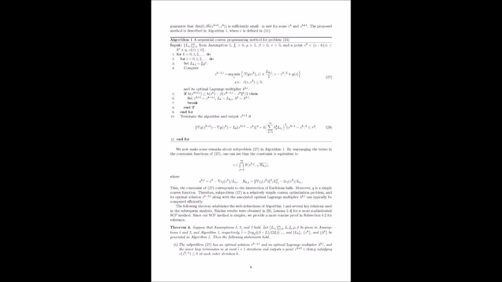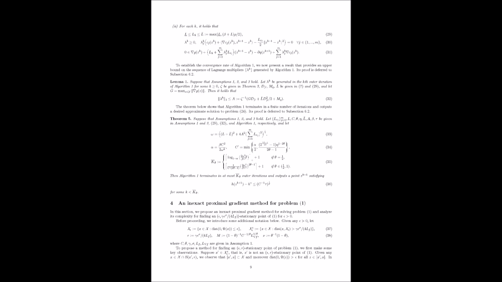Right. The contradiction establishes the theorem. The existence of that uniform margin zeta is proven, and this zeta will play a critical role in bounding the Lagrange multipliers in the SCP algorithm. Okay, let's move on to algorithm 1, the sequential convex programming method.